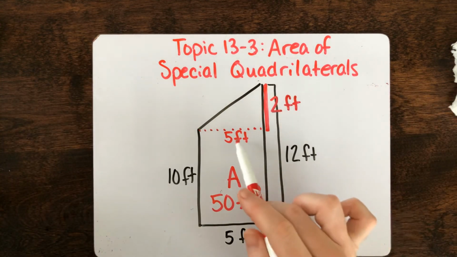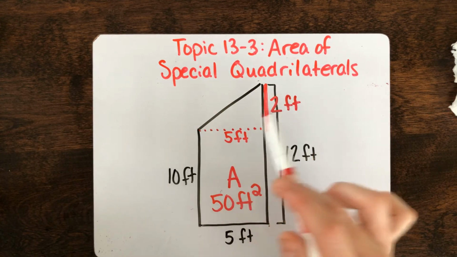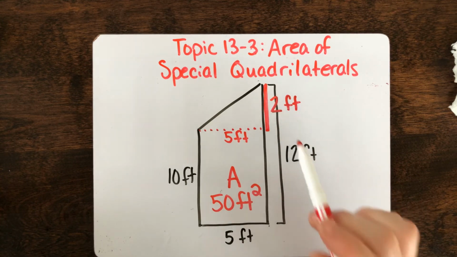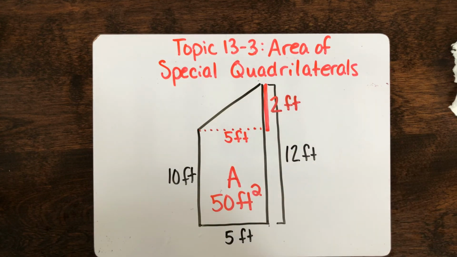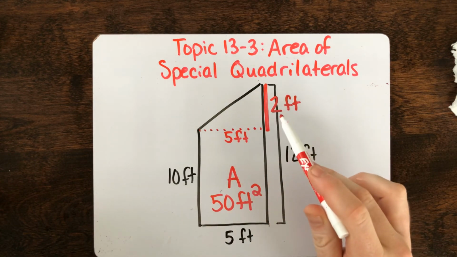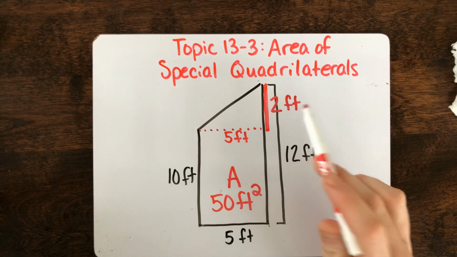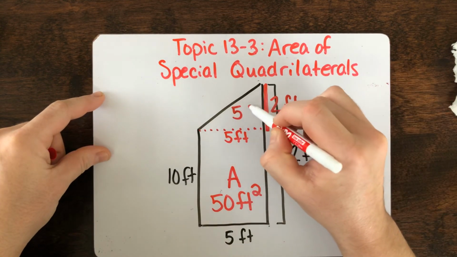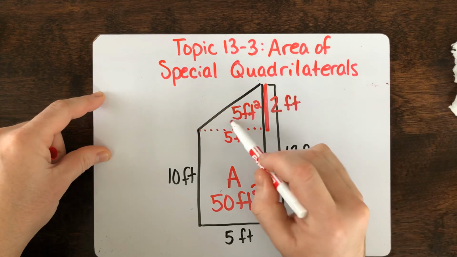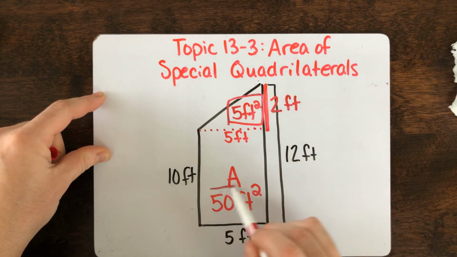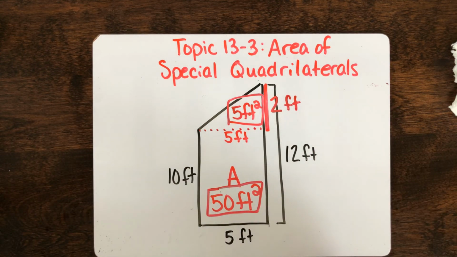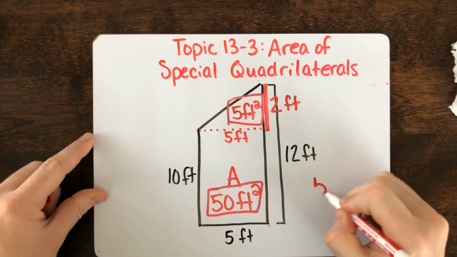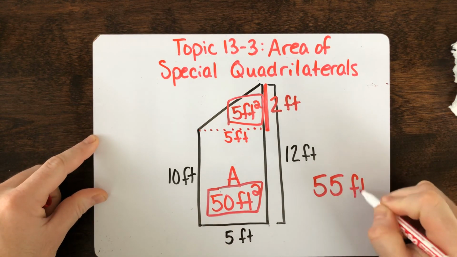So now that we have the base and that we have the height, we can do base times height divided by 2. And what is the area of this triangle? Well, 5 times 2 is 10. 10 divided by 2 is 5. So the area of this triangle is 5 feet squared. So now we have 5 feet squared plus 50 feet squared. Add them together. What is our total area of this shape? 55 feet squared.